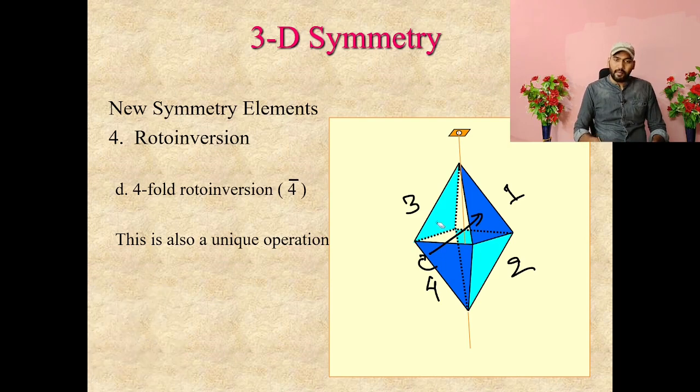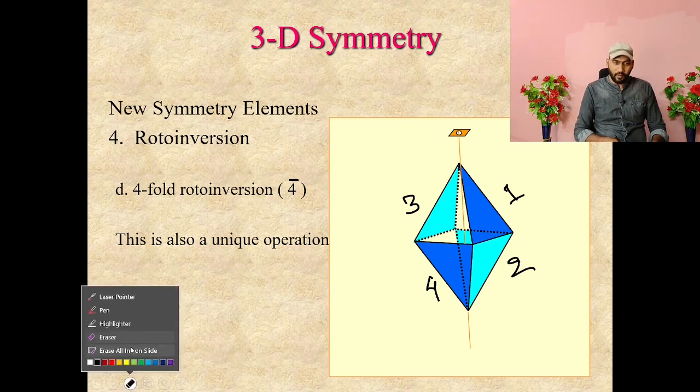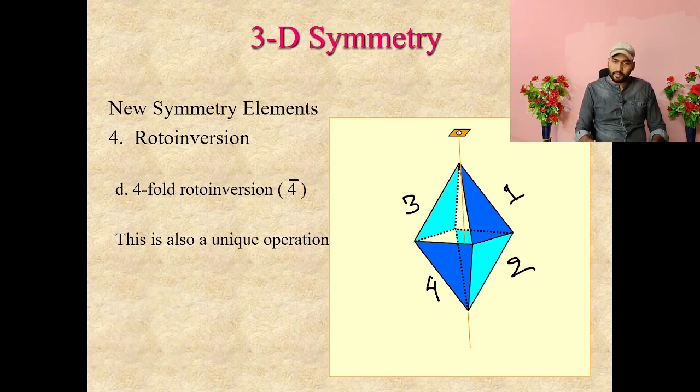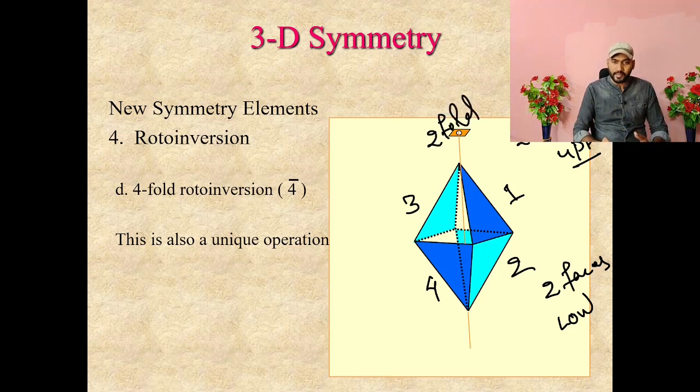So now we have two phases above and two phases below. Two phases in the upper hemisphere and two phases in the lower hemisphere, and both of them are related to one two-fold rotation axis. So one two-fold axis is there and two faces are there. In the upper hemisphere two faces are there, in the lower hemisphere two faces are there.